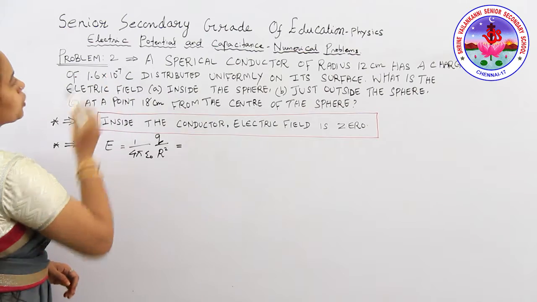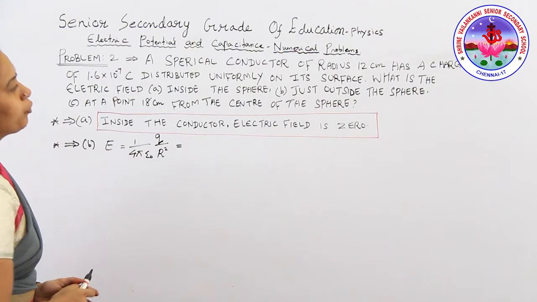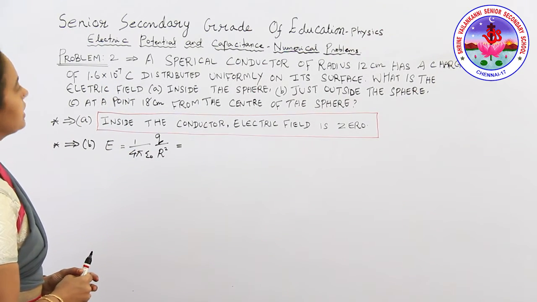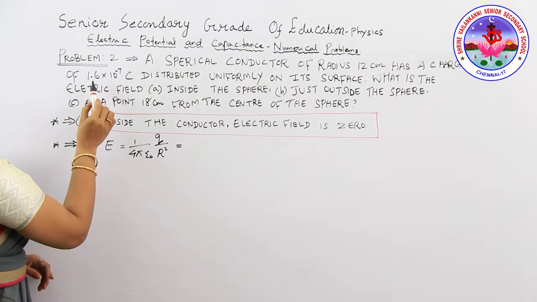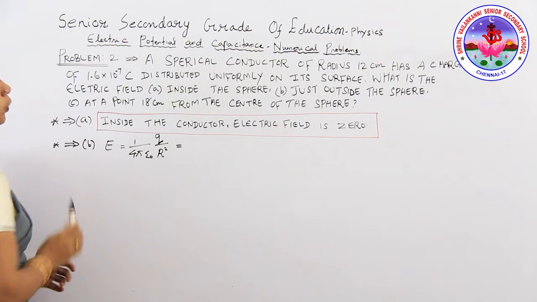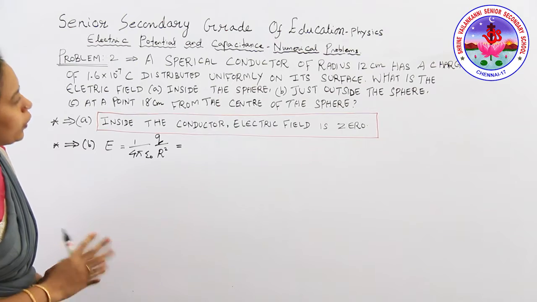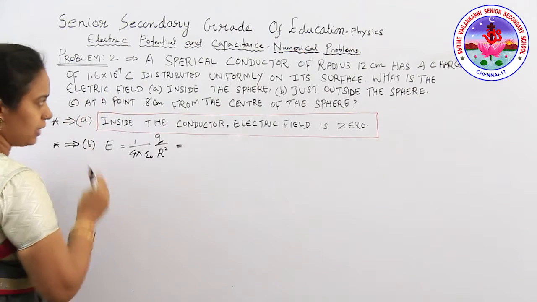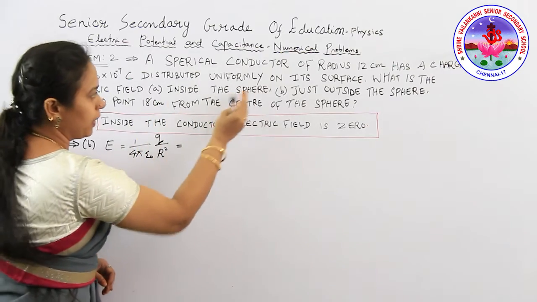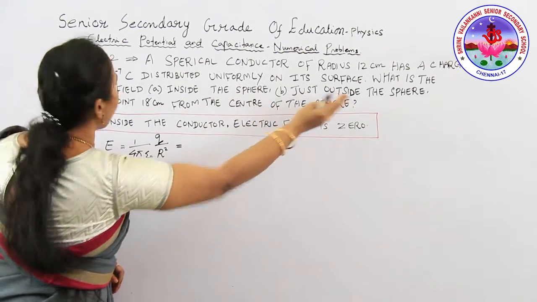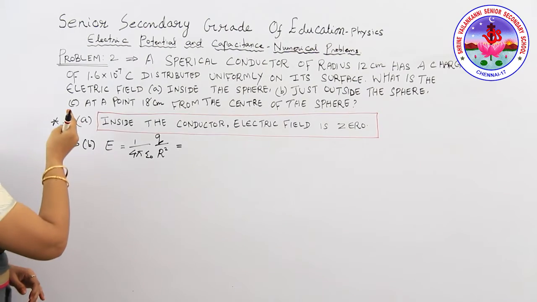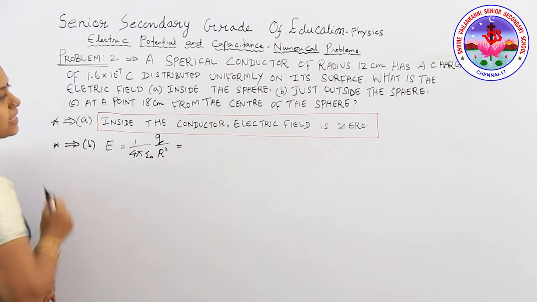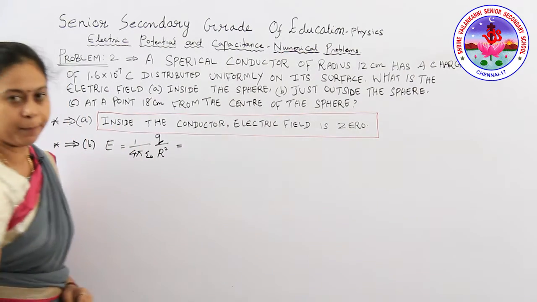Yes. Problem 2. A spherical conductor of radius 12 centimeter has a charge of 1.6 into 10 power minus 7 coulomb distributed uniformly on its surface. So, what is the electric field? A. Inside the sphere. B. Just outside the sphere. C. At a point 18 centimeter from the center of the sphere.